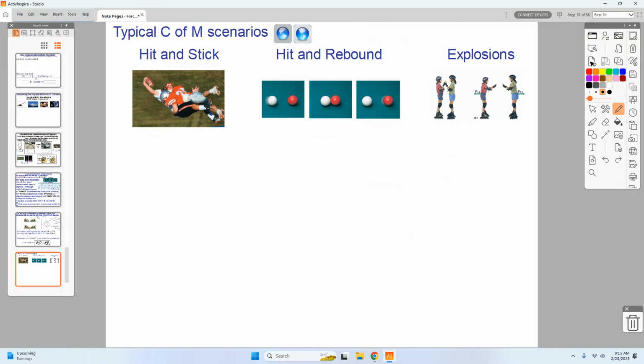The basic form of this equation, and again, I want to show that each one of these starts with this as an equation. That's the central idea that says the momentum of the system before is the same as the momentum afterwards. How we would typically look at a hit and stick problem is we have some object A colliding with another object B.